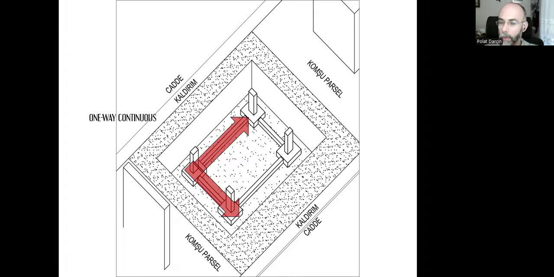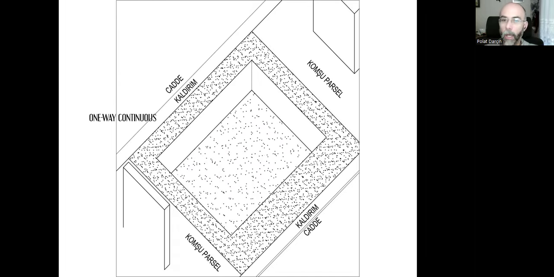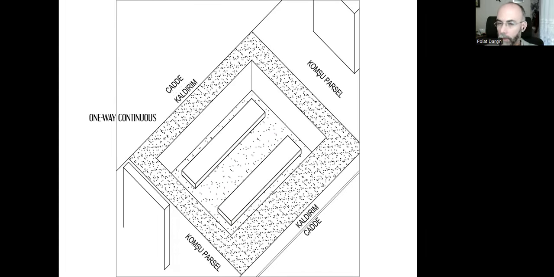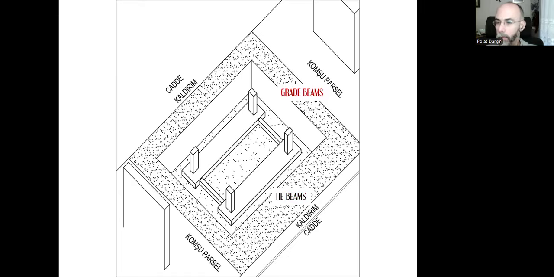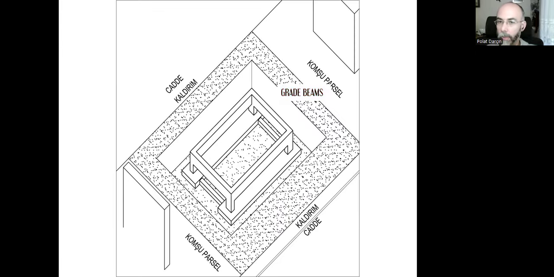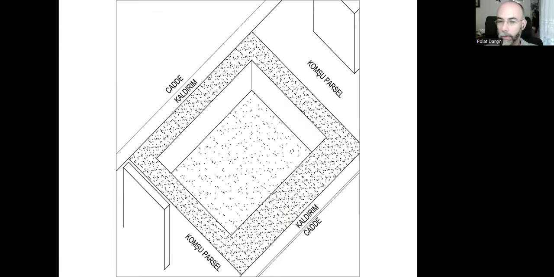Or if we want, we can do this in two directions, and it will be a two-way continuous footing. That's the one-way continuous. So we create a long footing in one certain direction, and there will be two or more foundation columns over one footing. However, since these are still separated in the other direction, I need tie beams to connect them to each other. And I still need grade beams to connect these four separate columns together. So that's one-way continuous footing.